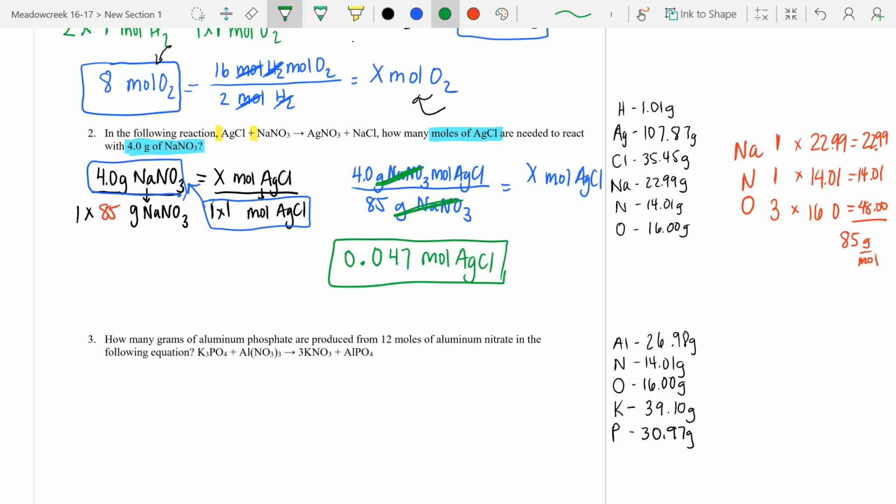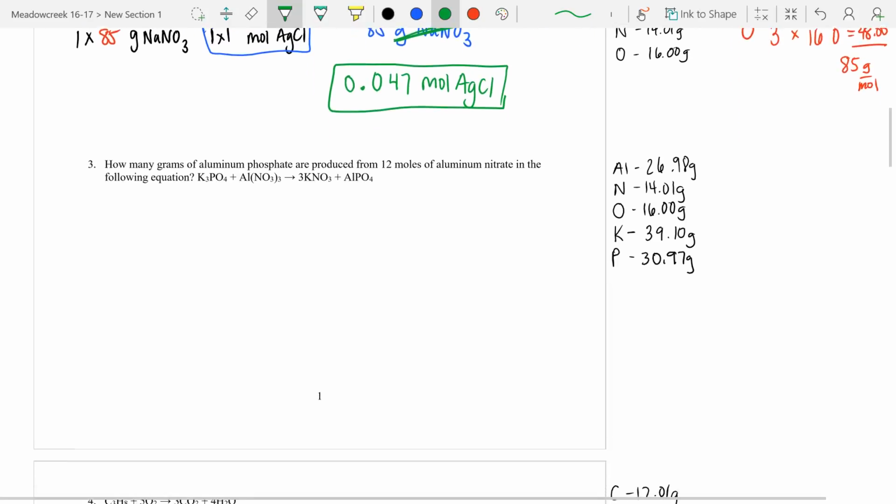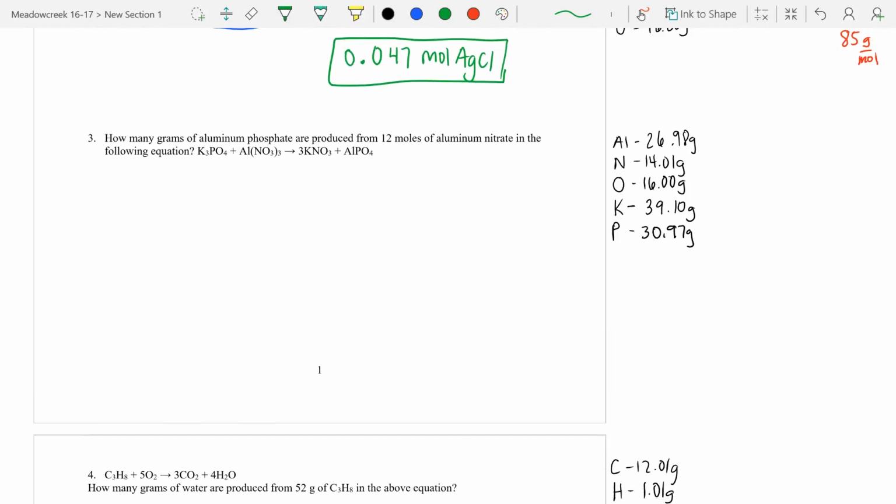All right, let's look at problem number 3. Problem number 3 says how many grams of aluminum phosphate are produced from 12 moles of aluminum nitrate in the following equation. So again, our same 6 steps. The very first thing we do is we write what's given to us. So they give us 12 moles of aluminum nitrate. So I need to write 12 moles of aluminum nitrate. So I'm going to write my 12 moles.